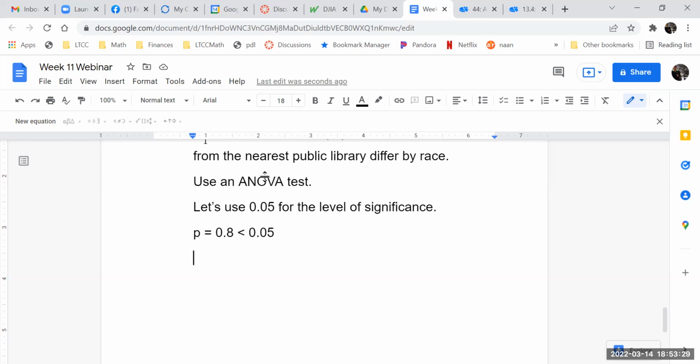Strong meant less than 0.01, just regular means between 0.01 and 0.05. Weak is 0.05 to 0.1, and bigger than 0.1 is just no evidence. And here it's very much no evidence.